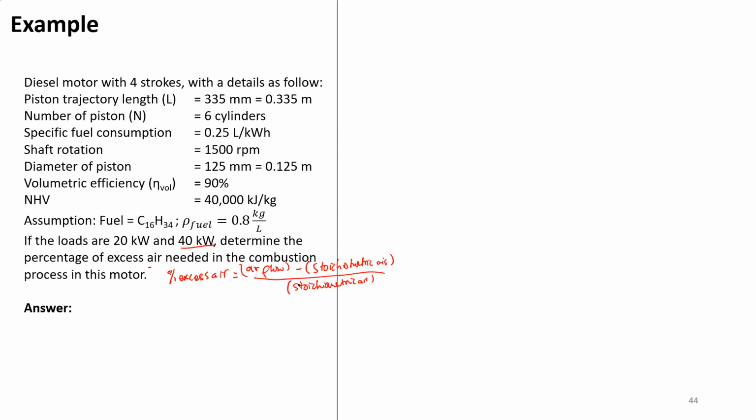stoichiometric reactions. So we have C16 and H34 here, and you need to write down the formula for the combustion of this type of fuel. We assume that it is complete combustion, not partial combustion, which means that the combustion process produces only CO2 and water.